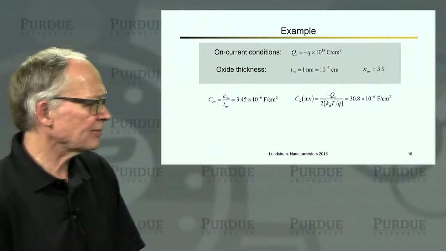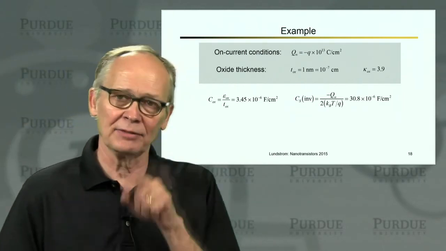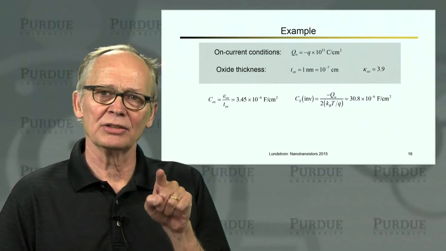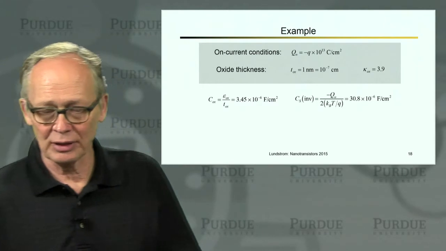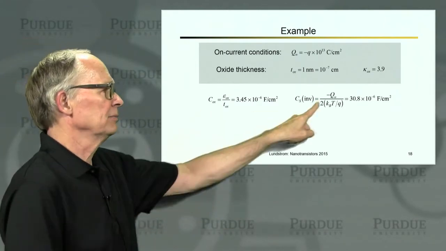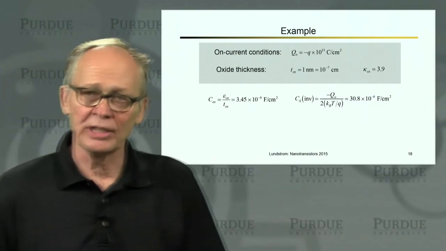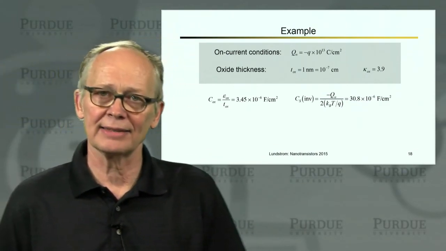I can compute the semiconductor capacitance in inversion. It's just dQ/dV. Q is the mobile charge. It goes as e to the q psi over 2kT. If I do that derivative, it's just minus mobile charge divided by 2kT over q. You put in numbers, and it is almost 10 times bigger than the oxide capacitance.